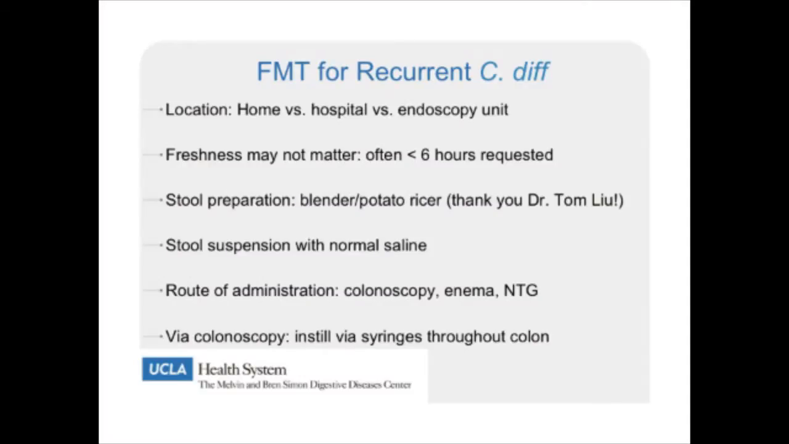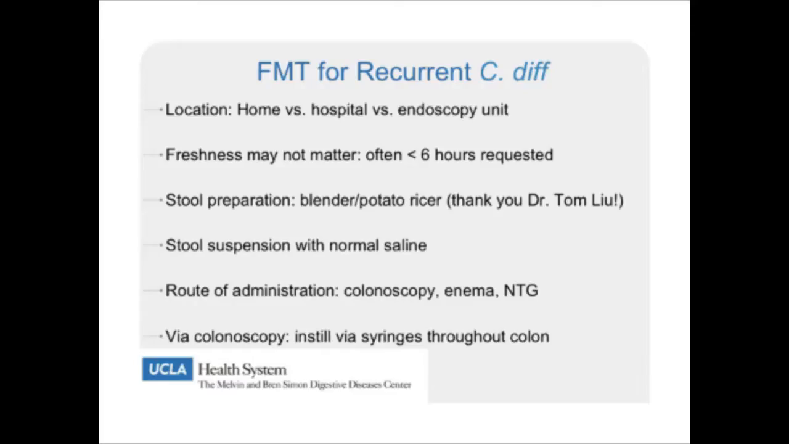So in the literature, there are studies showing home enema therapy. There are infusions that have been conducted in the hospital, and there are infusions that have been conducted in the endoscopy units. In our experience at UCLA, we've done the home therapy route and the endoscopy unit route, but to my knowledge, there hasn't been any FMT conducted in the hospital to date.